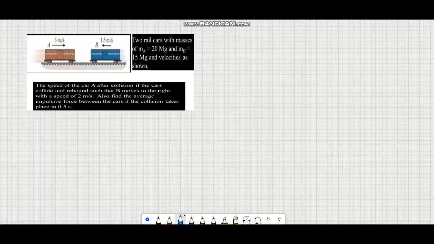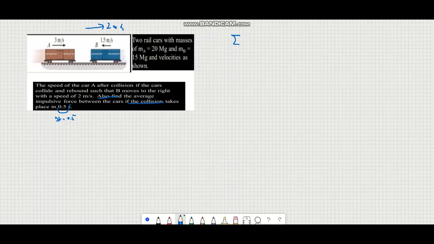So after the collision, B is going to go to the right at 2 meters per second. We are going to find A's velocity, whether it goes right or left, and what its magnitude is. Also find the average impulse force between the cars if the collision takes place over a delta t of 0.5 second.